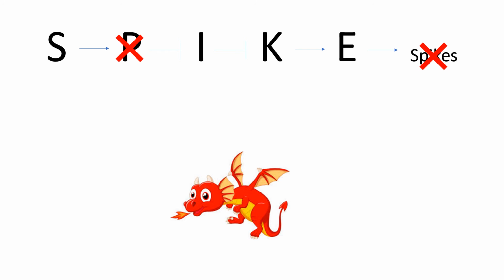Let's see what happens when we mutate the letter P on this developmental pathway. What this mutation means is that the P will not function. If P does not function, then there is nothing that will affect the I. Now, our pathway essentially starts at the letter I. Therefore, the I is able to repress the K. Because the K is repressed, it cannot promote E, meaning that the spikes will not develop.